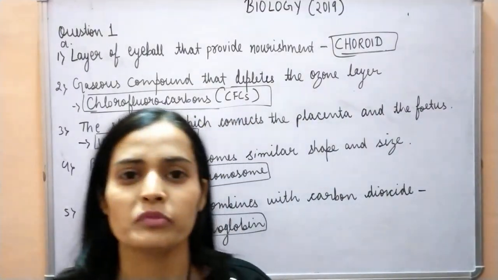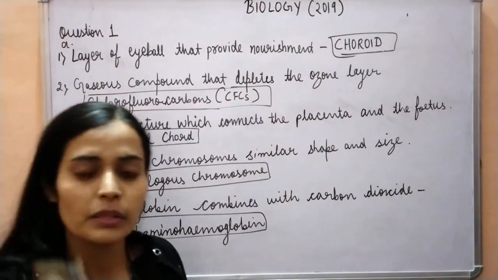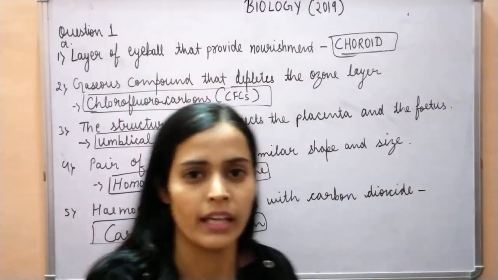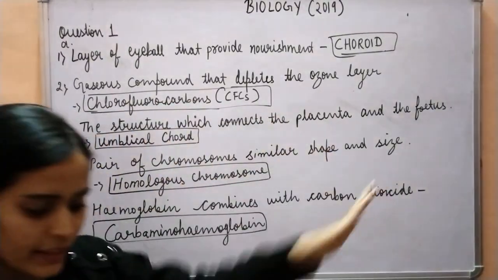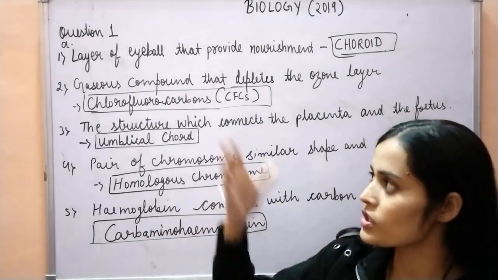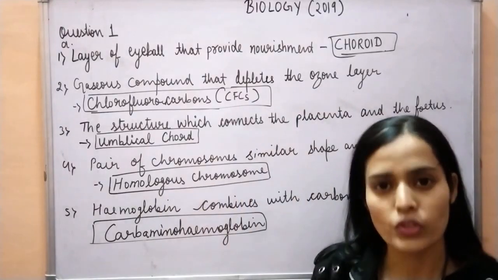As we have just finished the chapter on the eye, and in that I told you that the part of the eyeball that provides the nourishment to the eye is the choroid layer. I won't go too deep or into a brief discussion because this is just a solution part, so I won't explain the parts of the eye again.